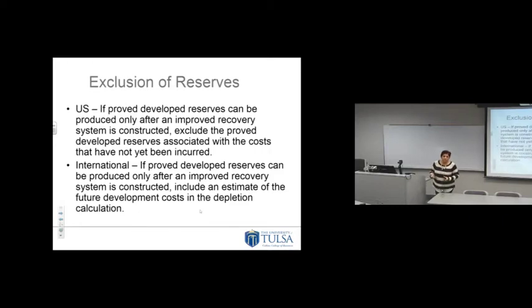So in the U.S., we're saying take the reserves out of the denominator, the reserves that we can't get to yet until we've done the project, then add the reserves back to the denominator. Internationally, they're saying, no, let's leave all the reserves in the denominator, but when we do the cost, add in an estimate of the cost.